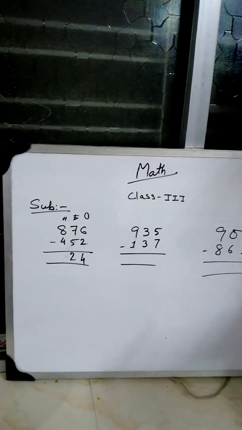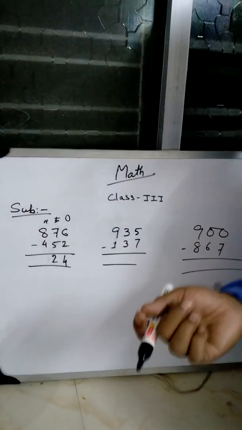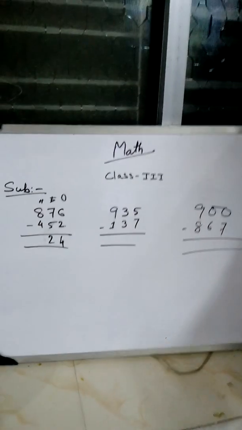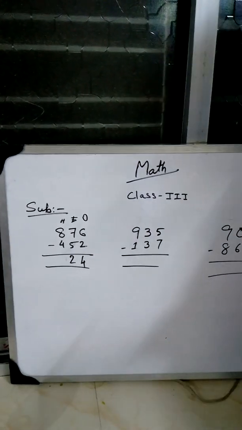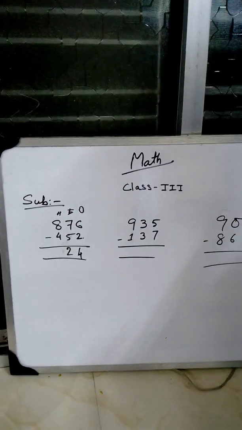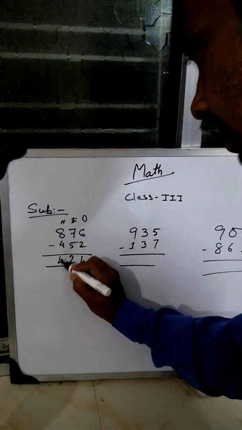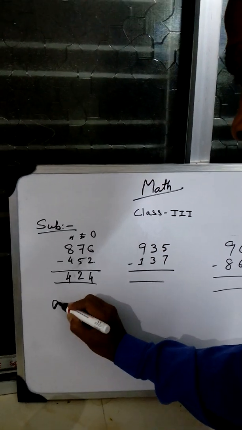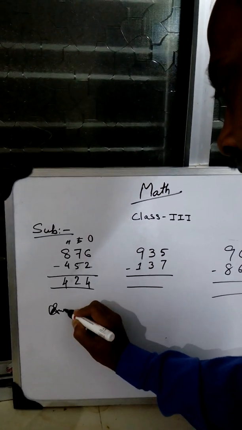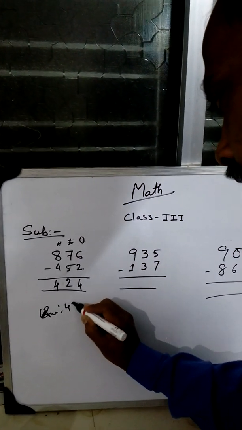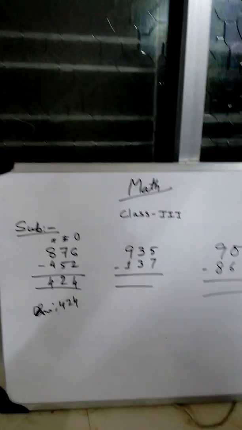So we will count 5 to 8. 5, 6, 7 and 8. Hence the answer is 424.